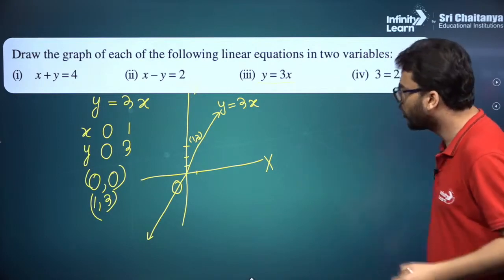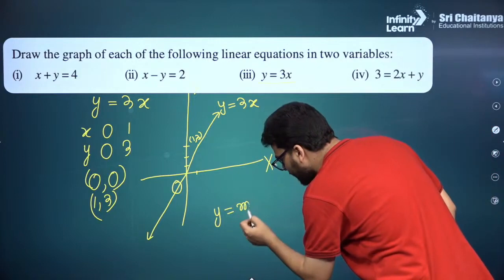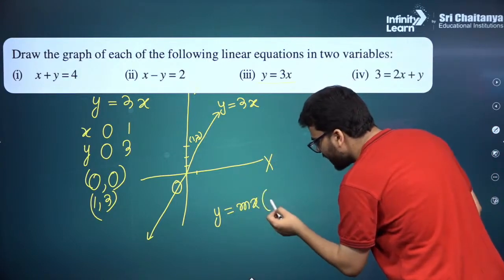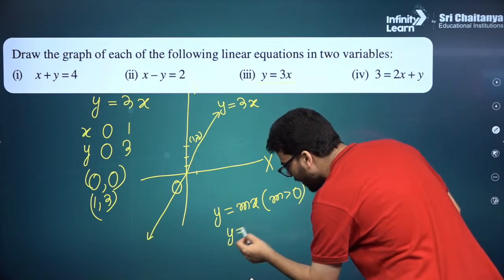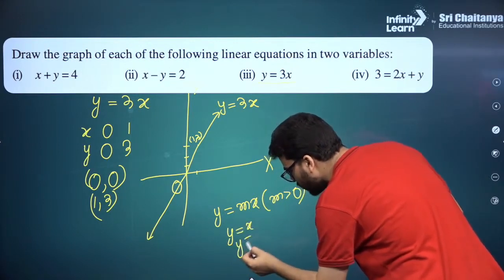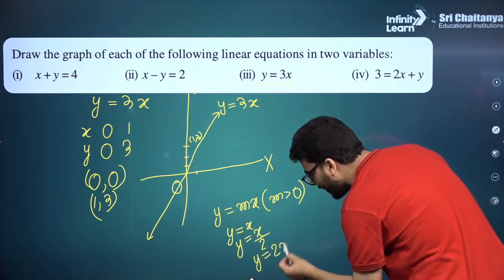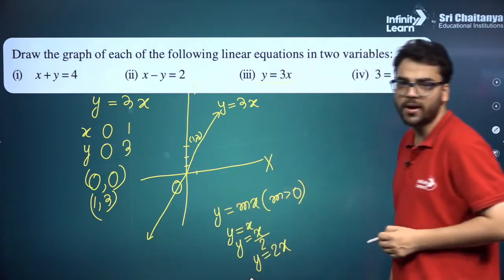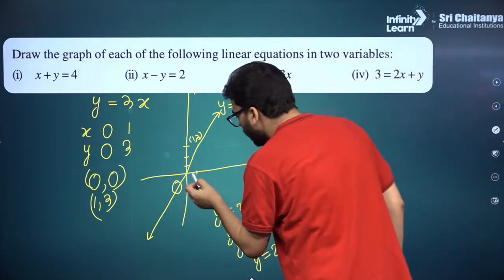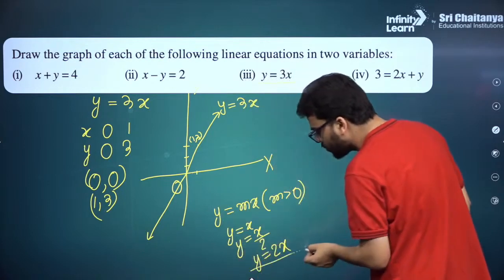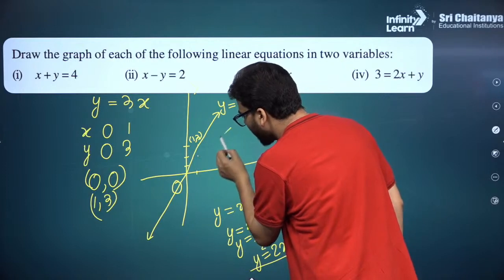Right? So therefore, whenever you've got an equation like this, y is equal to mx, okay? Suppose m is positive, m is greater than 0. So it can be y is equal to x, it can be y is equal to x by 2, it can be y is equal to 2x, anything like that. It will every time pass through the origin, right? So if you want 2 comma 2 over y is equal to 2x, suppose over here, so 1 comma 2 will work. So in the same manner, the graphs can be made.